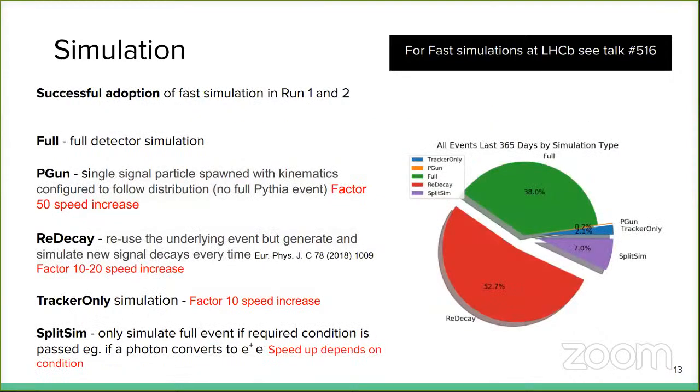And already in Run 1 and Run 2, we've had a really successful adoption of some of these. So you can see in this pie chart here, 38% of our simulation still goes to full simulation, but 53% now uses ReDecay. And LHCb has really taken up ReDecay in a big way. It essentially reuses an underlying event, maybe 100 times, but generates and simulates a new signal decay for each event. And you can see speed increases of a factor 10 to 20 here. There is a dedicated talk on this, talk 516 by Adam Morris, about how LHCb is using these.